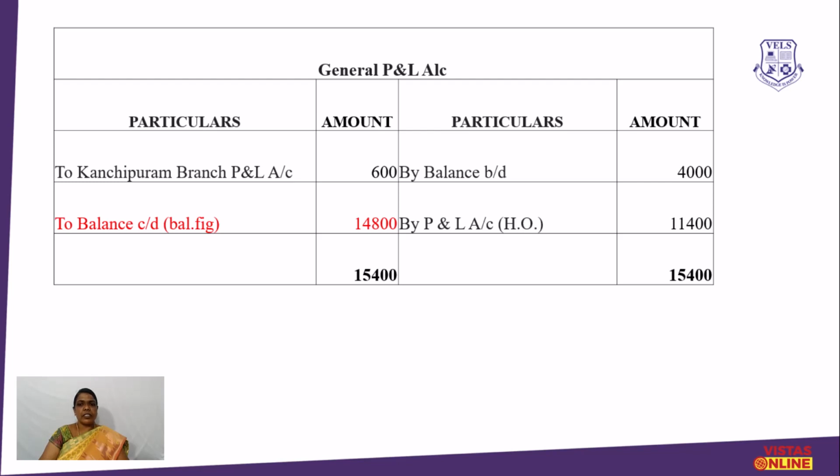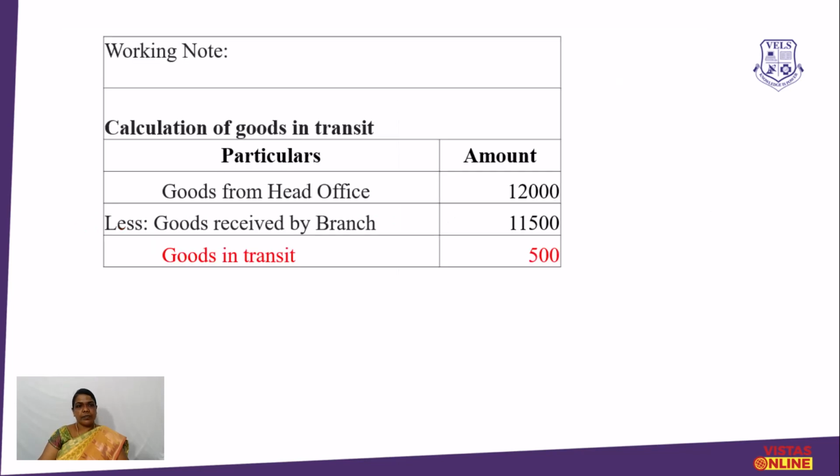Equalize both sides. 15,400 minus Kanchipuram branch profit and loss account 600. Minus 600, you will get the balancing figure 14,800. We can write it to balance c/d 14,800.